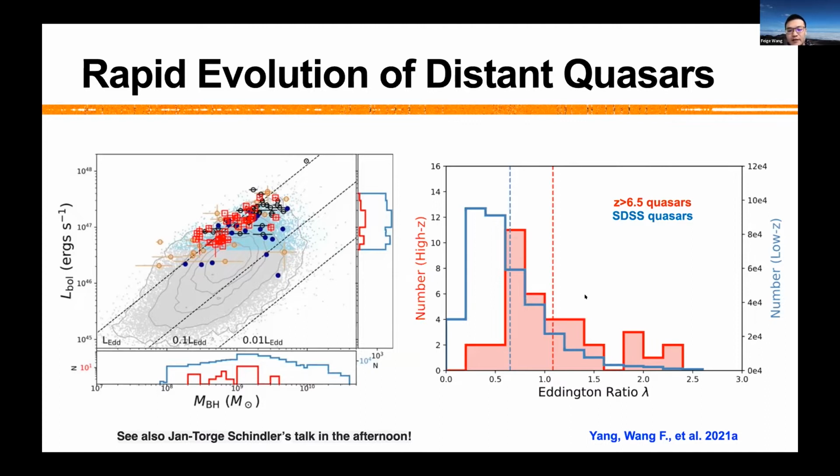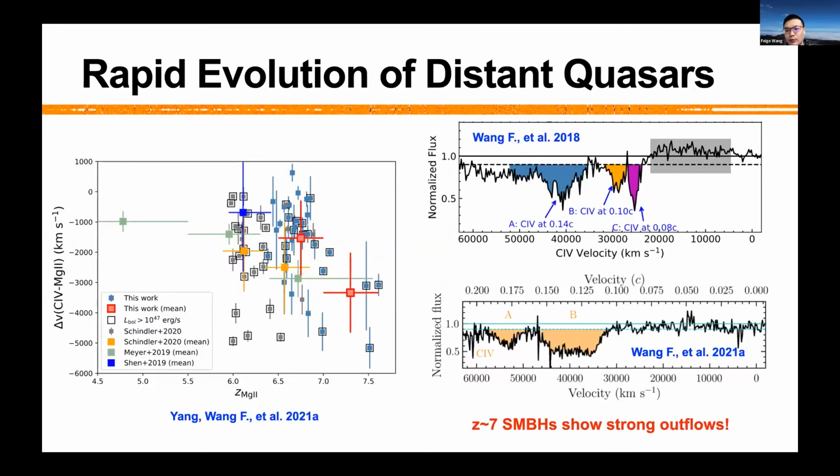The red line shows the redshift 6.5 quasars, while the blue line shows the low redshift quasars in the Sloan Digital Sky Survey. You can see that those luminous quasars are really accreting at the Eddington limit. This result is not surprising. It's similar to redshift 6 quasars, but let's look further to see whether they have other different features in the spectra.